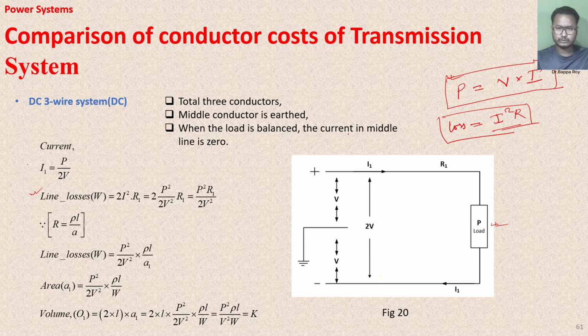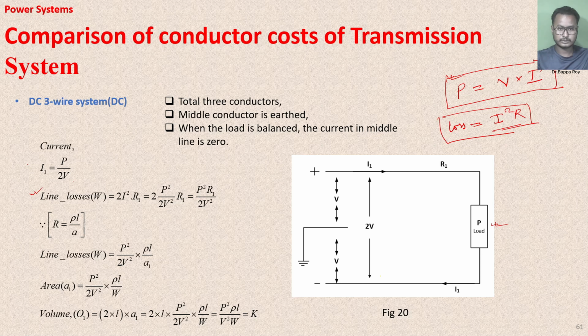I square R1, we are there because we are assuming the resistance for this system is R1. R1 will change surely, because it will be a different conductor. W is equal to 2 P square by 2 V square.